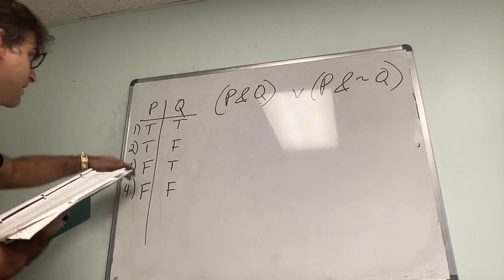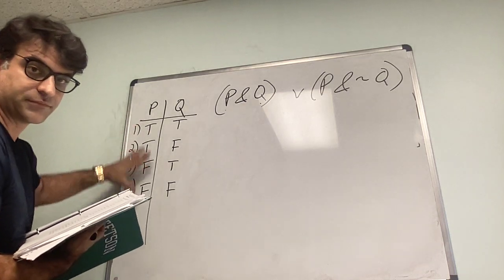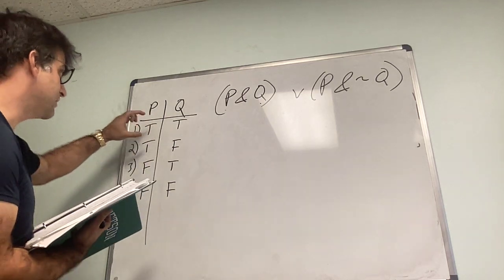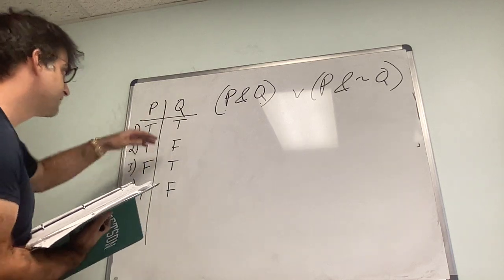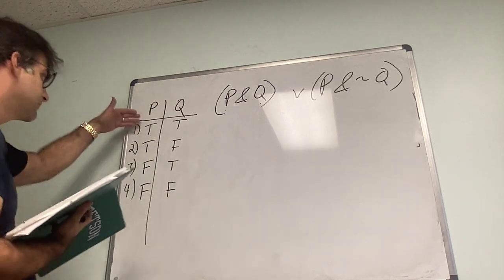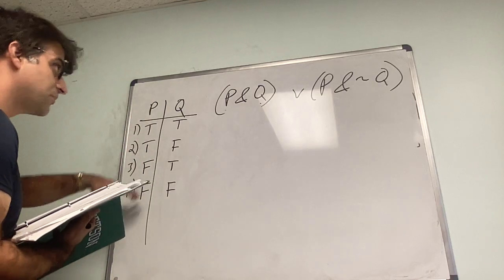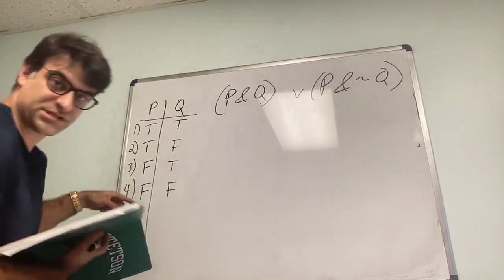If you want to go left to right, I think go half and half in the left-hand column, 2 and 2, and then you divide that from 2 to 1. Okay, true, true, false, false, true, false, true, false. These are our 4 scenarios. We're asking you, what's the truth value of this compound proposition in each of these 4 scenarios?